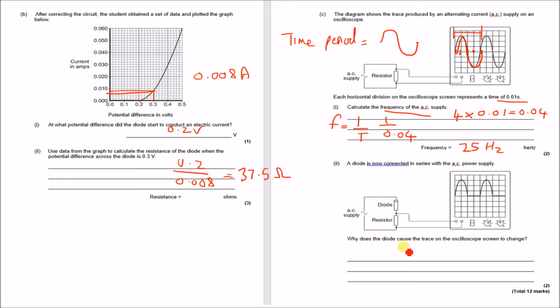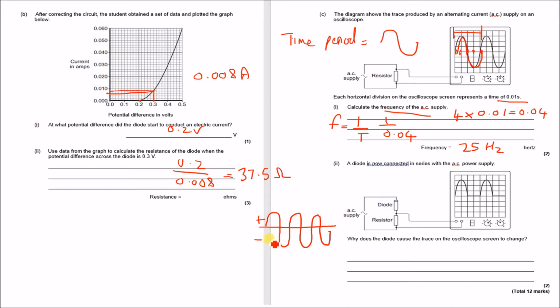Okay, why does a diode cause the trace on the oscilloscope screen to change? Well, the reason for this is a diode will only allow the current to flow in one direction. With an AC current, we've got positive, negative, positive, negative. Above the line is our positive value, below the line is our negative value. And this means, just like velocity, the electrons are going in one direction and changing direction constantly. And this is the frequency of the wave.